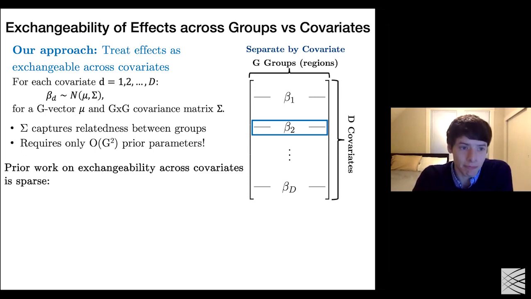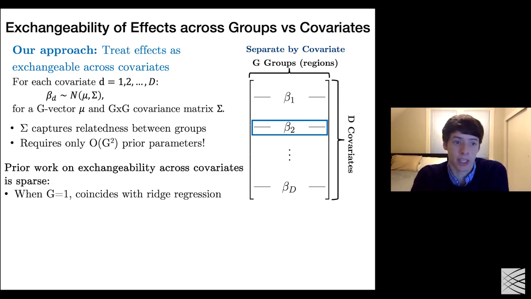And surprisingly, prior work on using this sort of exchangeability of effects across covariates is pretty sparse. A counterexample to this is in the setting of just a single group, and this may help for intuition as well. When G is equal to 1, in the special case that mu is equal to 0, this approach, when we get the posterior mean, is going to exactly coincide with a ridge regression estimate.